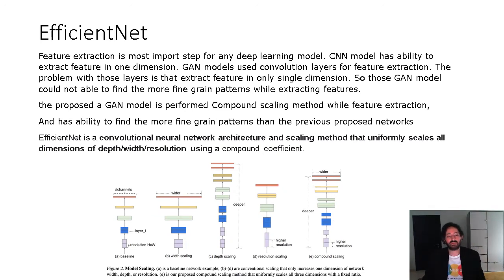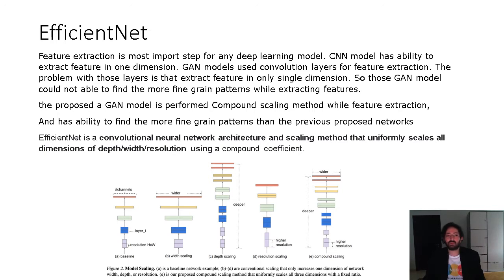So next I'm going to talk about the CNN model we are going to use in the proposed GAN model. Feature extraction is the most important step for any deep learning model. CNN models have the ability to extract features. GAN models use convolutional layers for feature extraction. The problem with this layer is that it extracts features in one single dimension. So these GAN models are not able to find the more fine-grained patterns while extracting the features. The proposed GAN model performs a compound scaling method while extracting features, and has the ability to find more fine-grained patterns than the previously proposed networks.